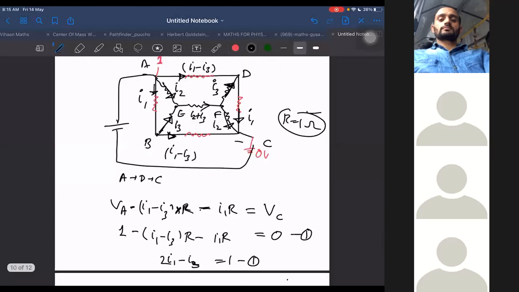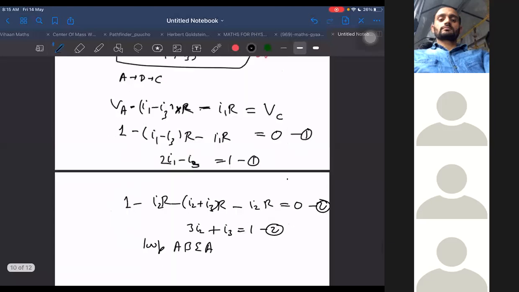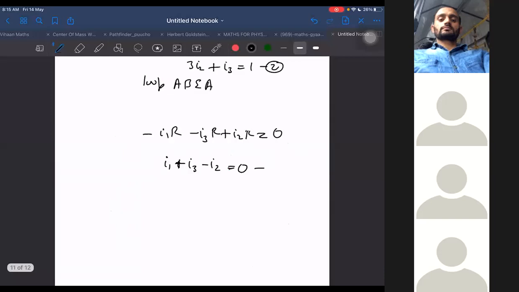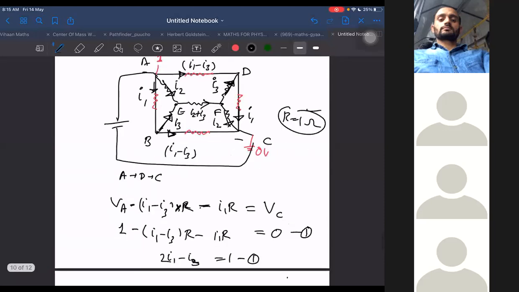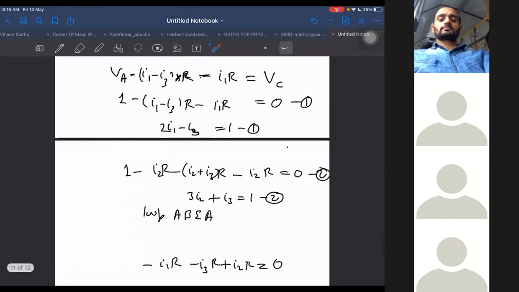I1 is 5 by 11. I2 is 4 by 11, and I3 is minus 1 by 11. Minus 1 by 11 means the direction we assumed for I3 is wrong. I3 should be in a different direction. It is quite possible that this may be going this side and this may be going that side. There was no rule that it has to go in that direction only. So it is quite possible.